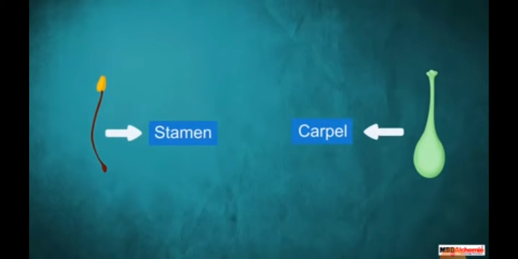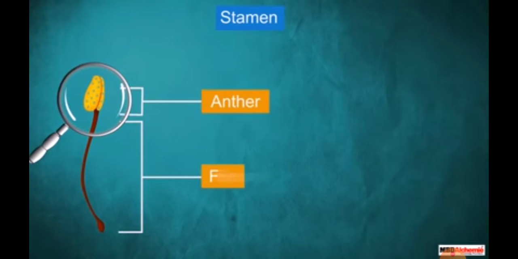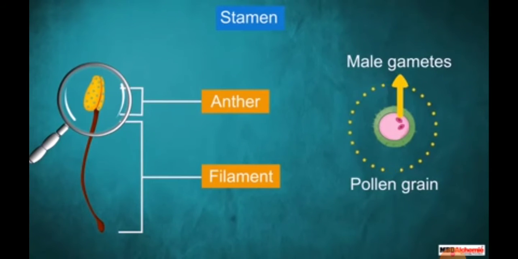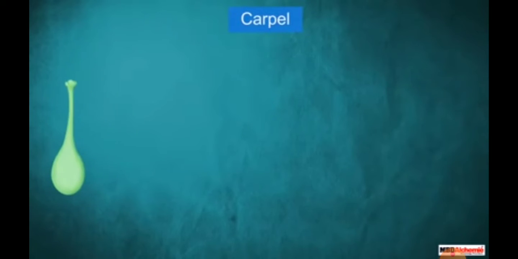Now I am talking about stamen and carpel. Stamen is the male reproductive part of the flower. If we look at the structure of the stamen, you can see the upper part is known as the anther and the thread-like structure is known as the filament. And on the anther there are pollen grains.